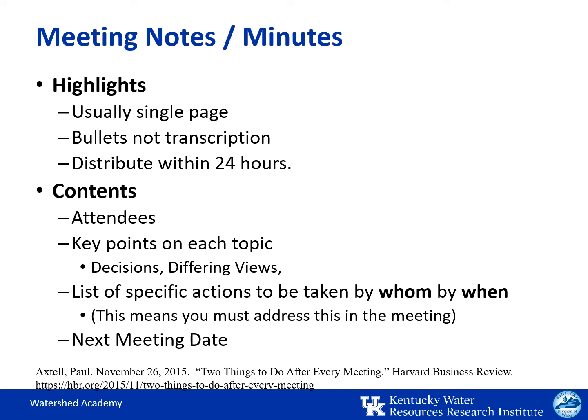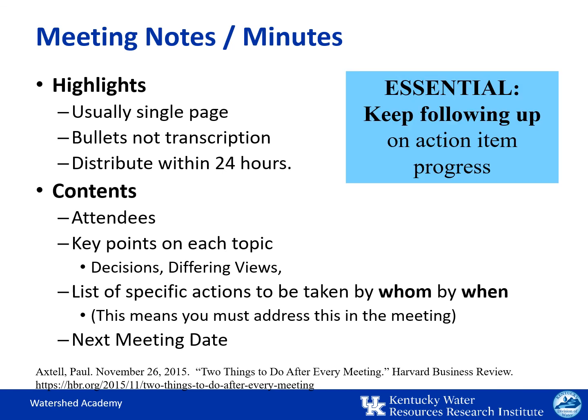In the contents, you want to have just a list of the attendees, the key points on each discussion topic, with the discussions just brief bullet points, differing views that are there, and any parking lot items as well. You also want to have a list of specific actions to be taken by whom and when. Again, that directly responsible individual. And finally, you want to have the next meeting date. It is essential to keep following up on the action items to make sure that there is progress.